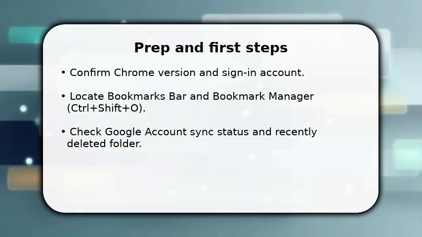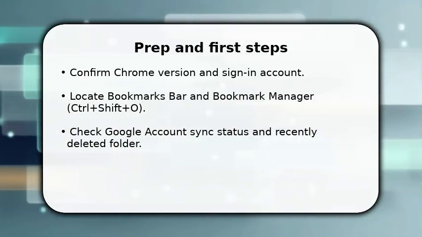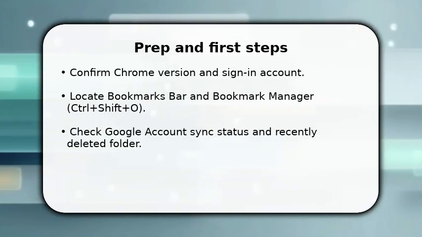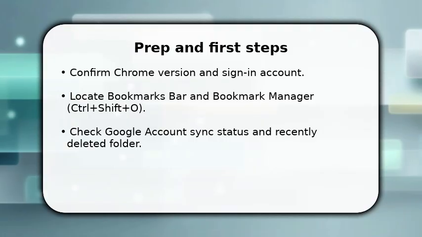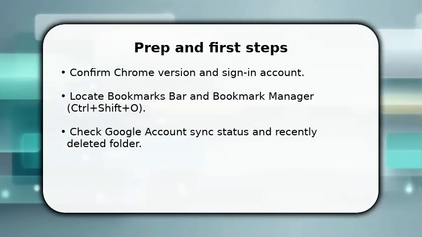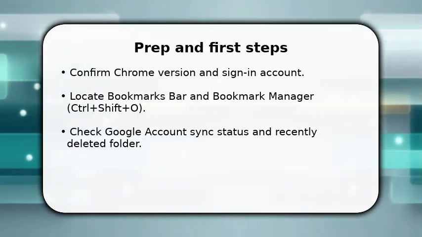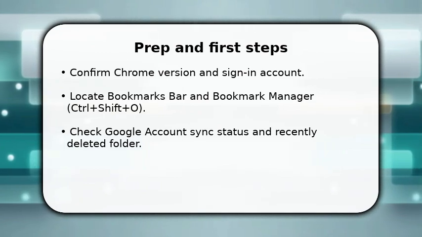You start by confirming Chrome is up to date and that you're signed into the correct Google account. This matters because bookmarks tie to that profile. Next, open the Bookmark Manager with Ctrl+Shift+O so you can view structure and recent deletes. Once done, check Settings Sync to ensure bookmarks are enabled. If they are off, re-enable and let Chrome sync for a few minutes. These first steps establish where recovery will pull data from and prevent overwriting good data.